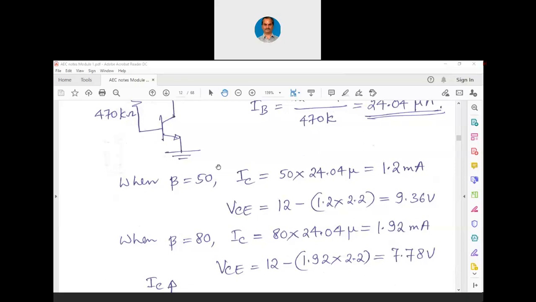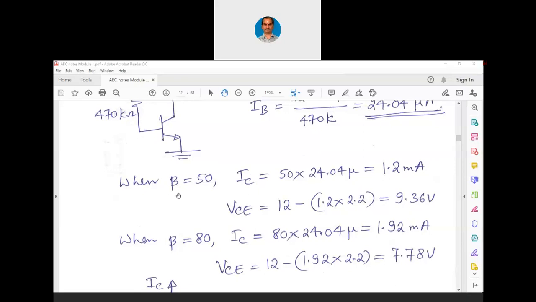Whenever the offline classes start, when you come to college, when you meet me, I will tell you to bring a multimeter. In the lab, I will give you two identical type number transistors. You check the beta in the multimeter. Beta for those two transistors will be different. So why are we finding out this IC and VCE? To find out how much variation happens in the Q point itself.